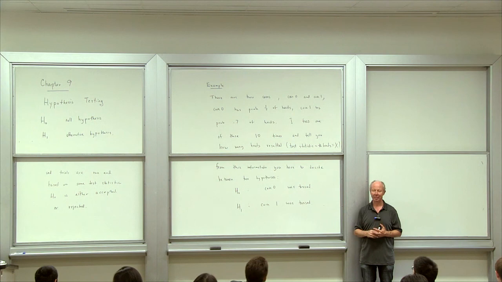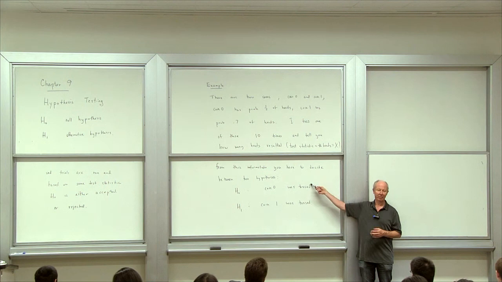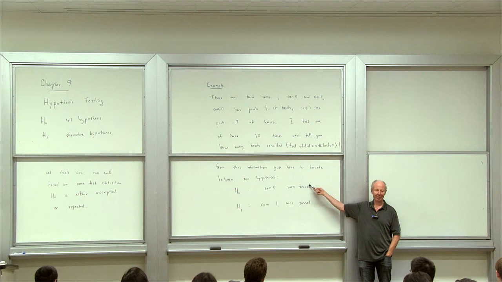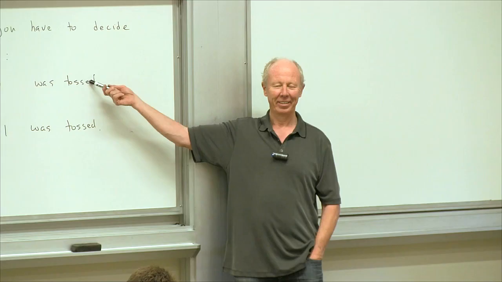If X is 8, would you accept or reject? 7. 6. Now it's getting into a close range, right? 5. 4. Okay, so there's some level for this test statistic.